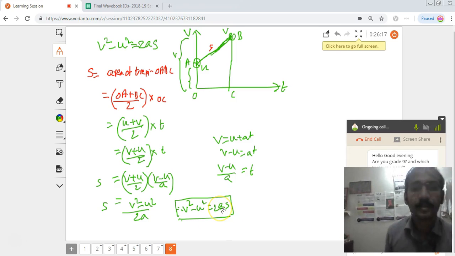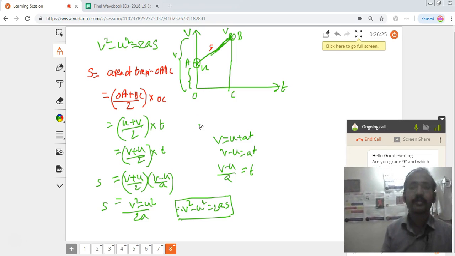Understood? Can I repeat, or completely understood? Got it? Fine. Note it down without seeing the board.